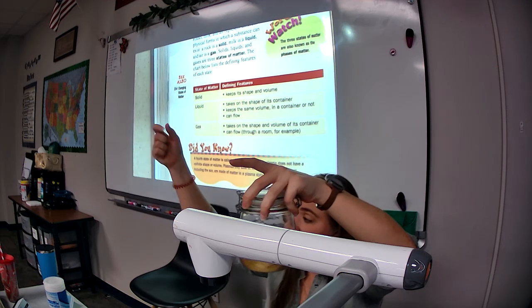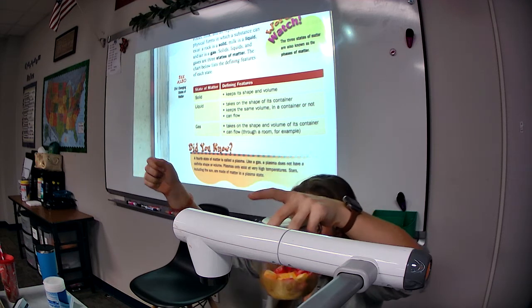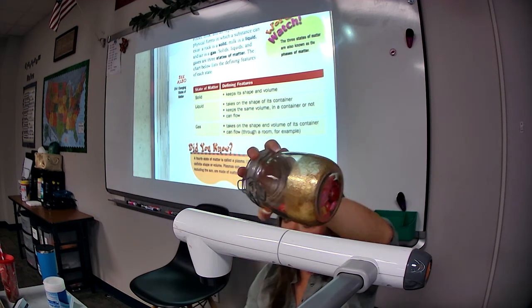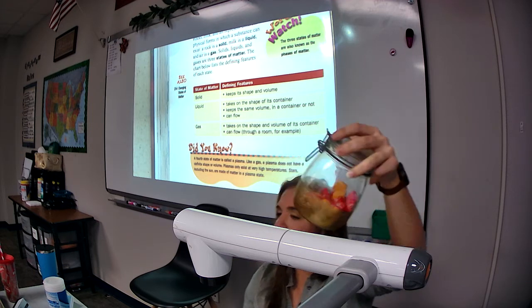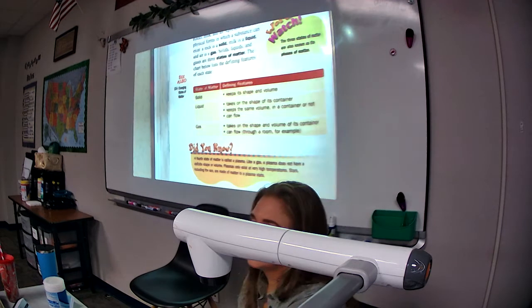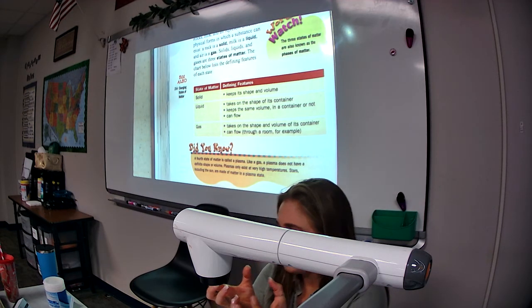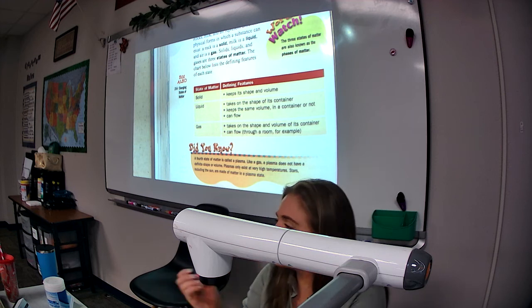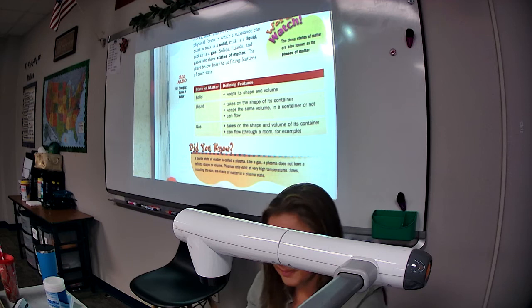Will it have the same shape it had before? No. What if I take the milk from in here then and pour it out on the floor? Will I still have 2 cups of milk? Yes, but the shape of it will change. That's one of the main properties of liquid, okay? The volume or the amount of it is the same, but the shape of it will change based on what kind of container it's in, if it's in any container at all.